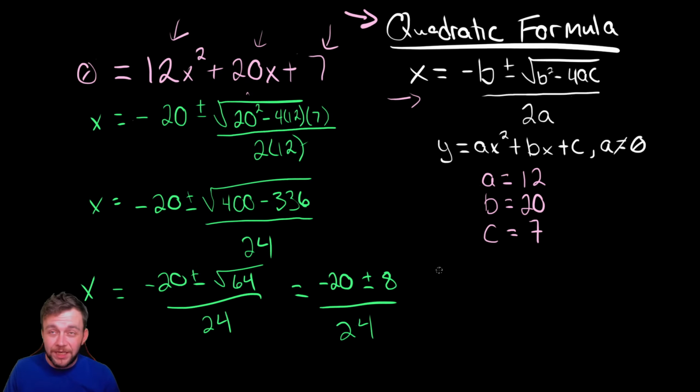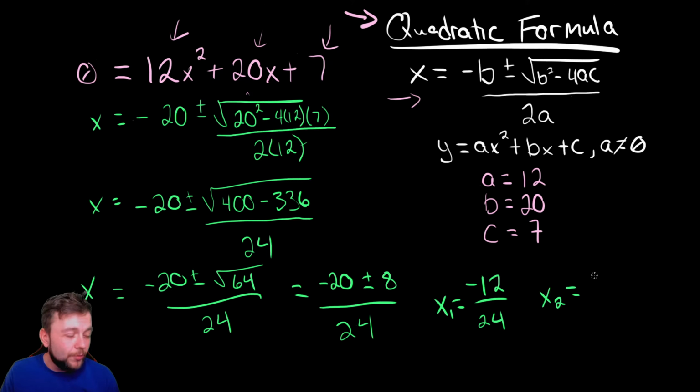What is negative 20 plus 8? That would be negative 12, right? So our two answers are going to be negative 12 over 24. We'll say x1 equals that. And then negative 20 minus 8, x2 will be negative 28 all over 24. And then that can reduce down. Let's see, 2 will go into it. 3, nope. So let's just cut it all in half.